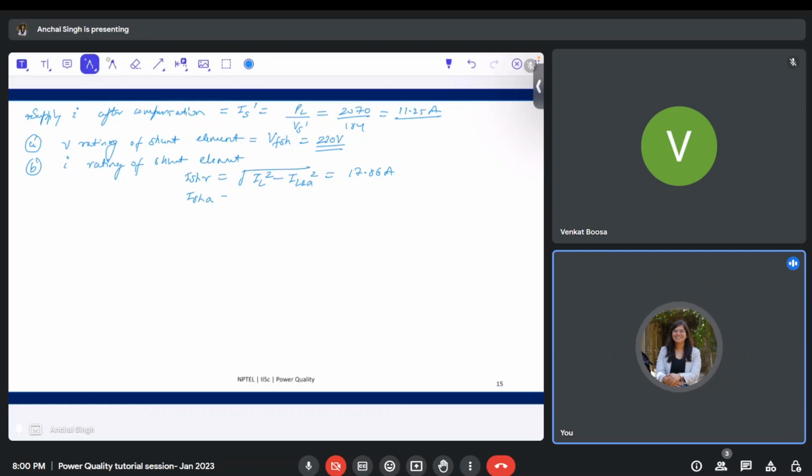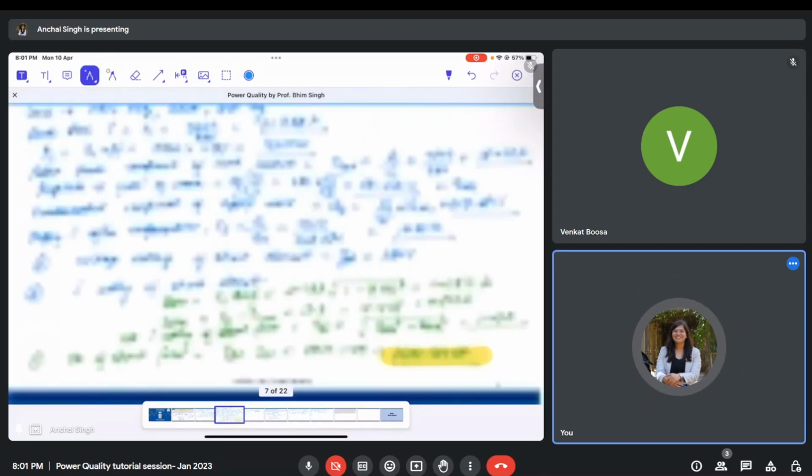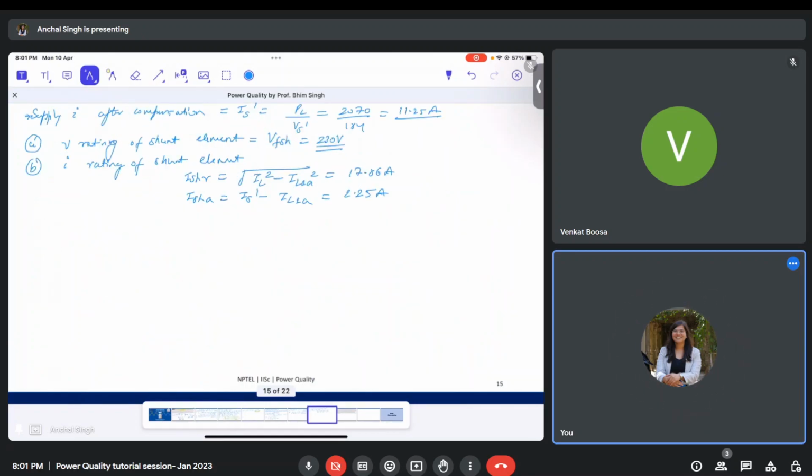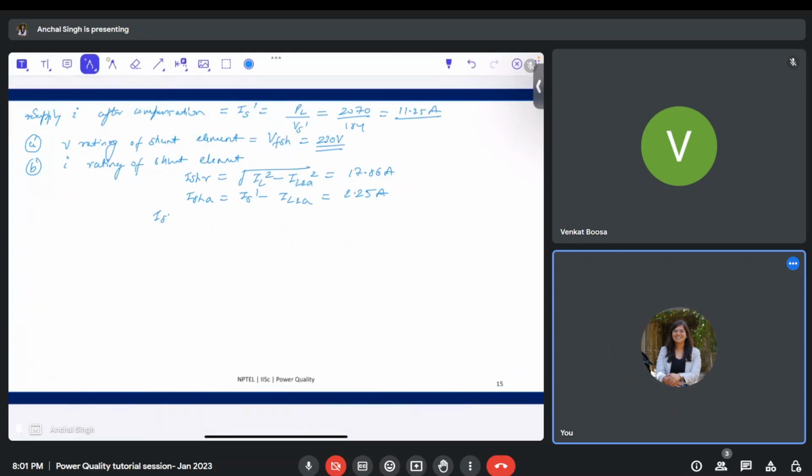Similarly, I shunt active part of current will be Is dash minus IL1A, in order to take care of the losses or the deviation in the load voltage and the source voltage. Since there is deviation between the two voltages, this active part of current will come into picture, and this will flow through our shunt filter. So the net shunt current will come out to be the square root of ISR square plus ISH A square. This value will be approximately 18 amperes.